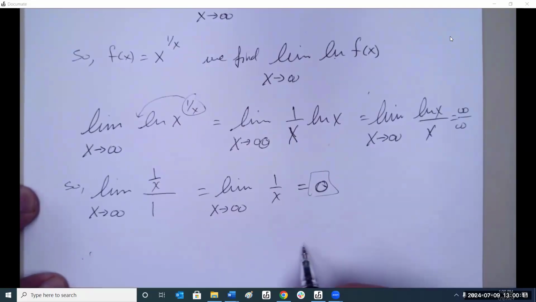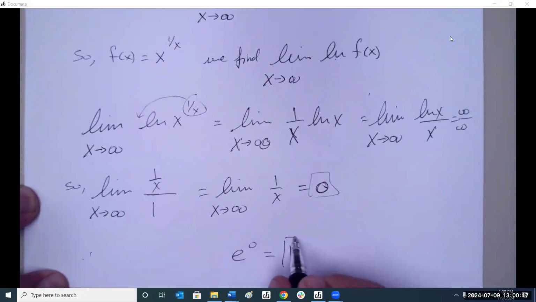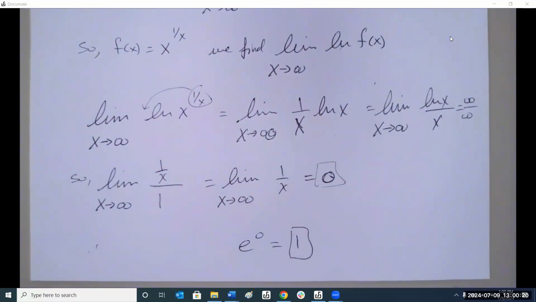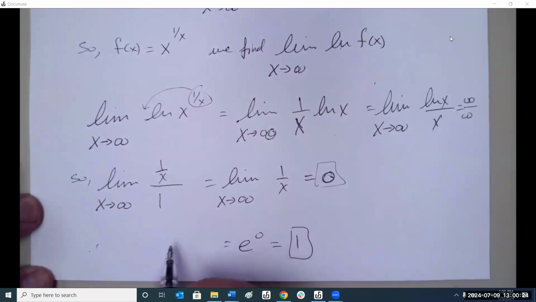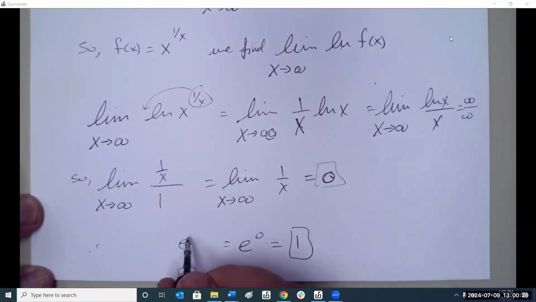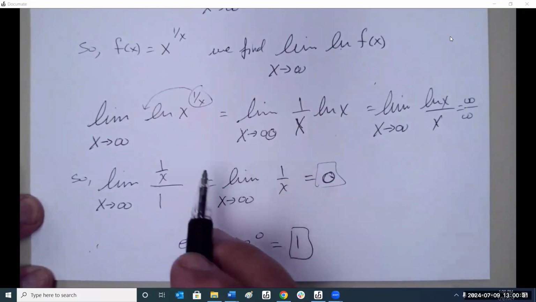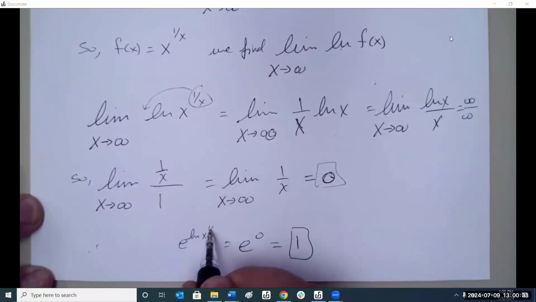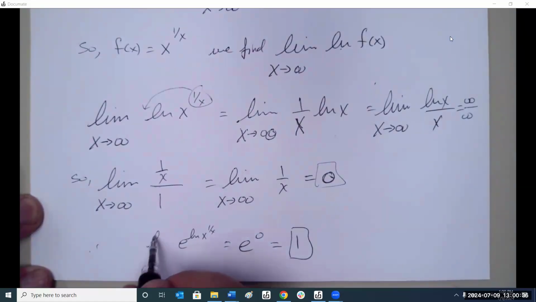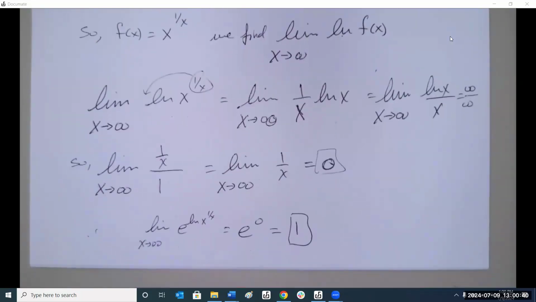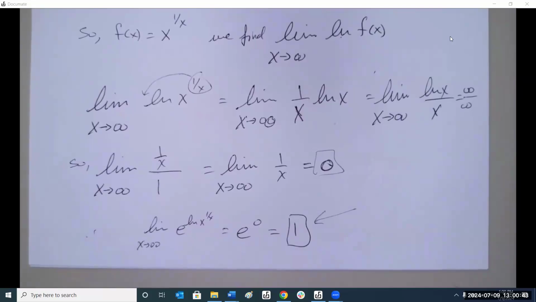So what that means is we have e to the 0, which is 1. That's our answer. But where did that come from? That came from the limit of e to the power ln of x to the power 1 over x. So that's the answer we're looking for, 1.